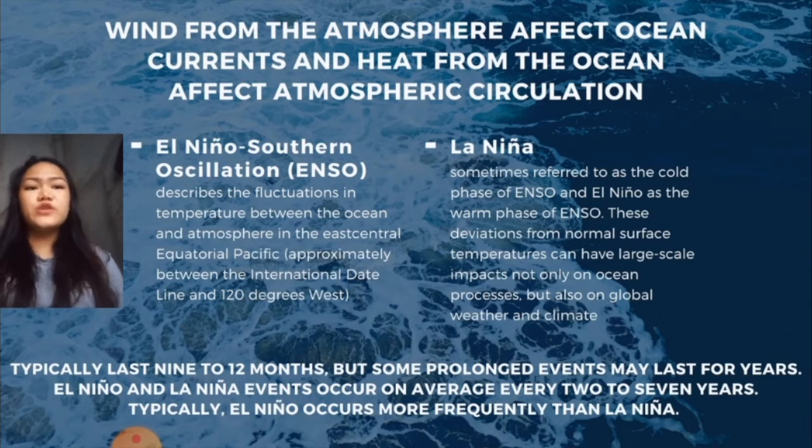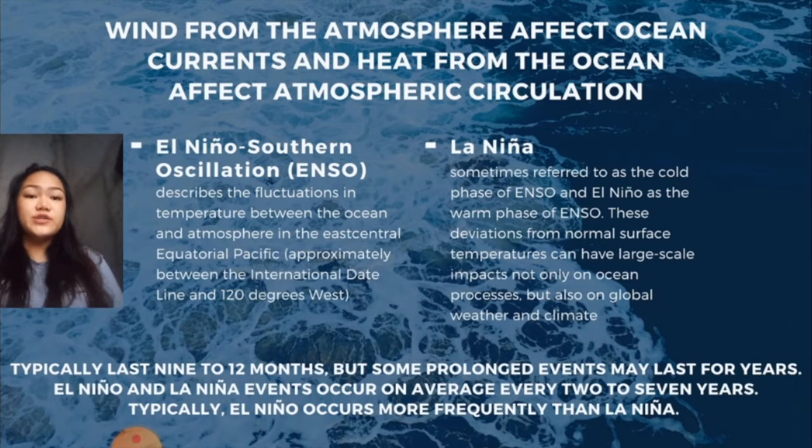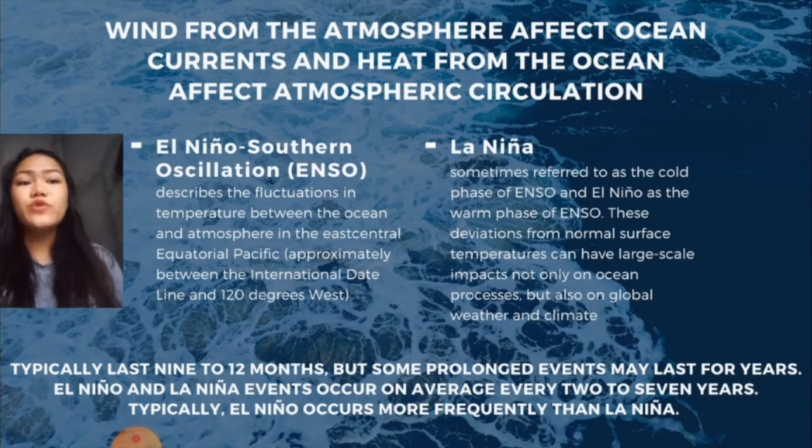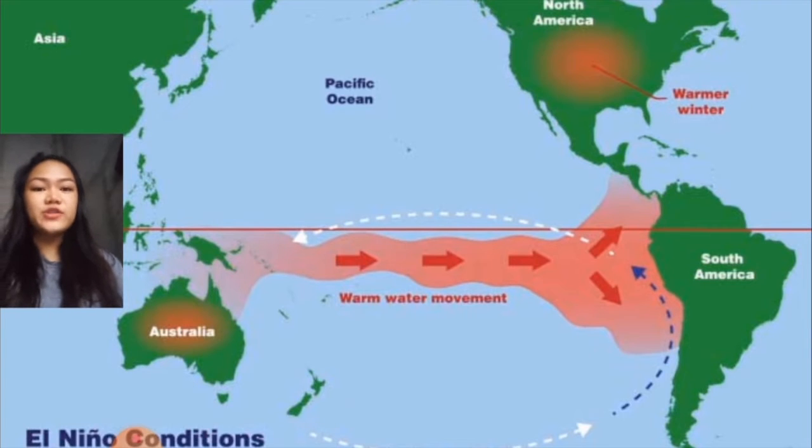These deviations from normal surface temperature can have large-scale impacts not only on ocean processes but also on global weather and climate. El Nino and La Nina episodes typically last 9 to 12 months, but sometimes prolonged events may last for years. El Nino and La Nina events occur on average every 2 to 7 years. Typically, El Nino occurs more frequently than La Nina. So we have here the El Nino condition.